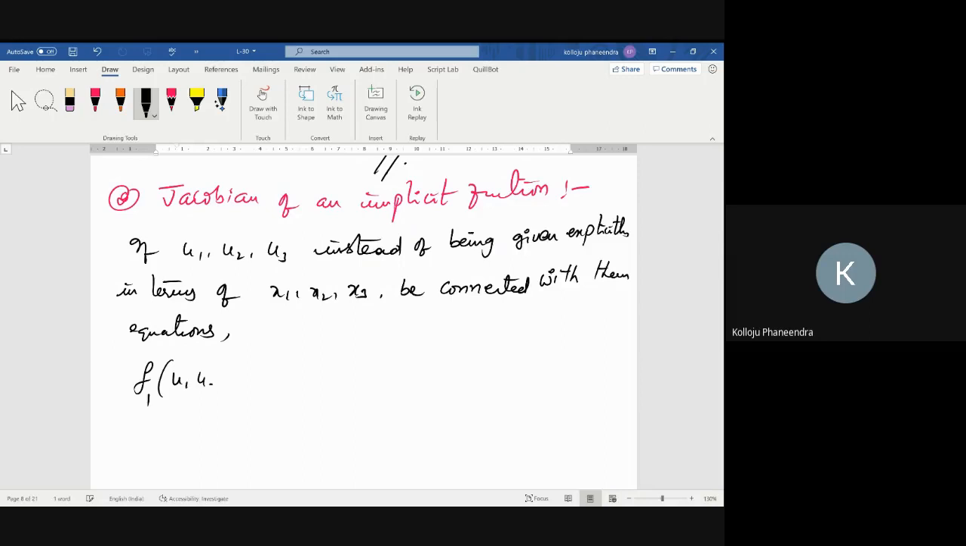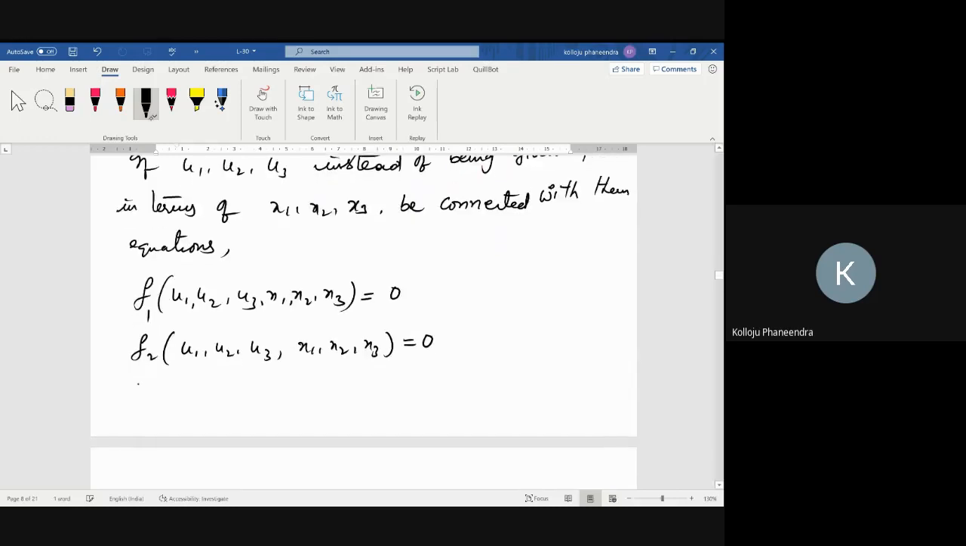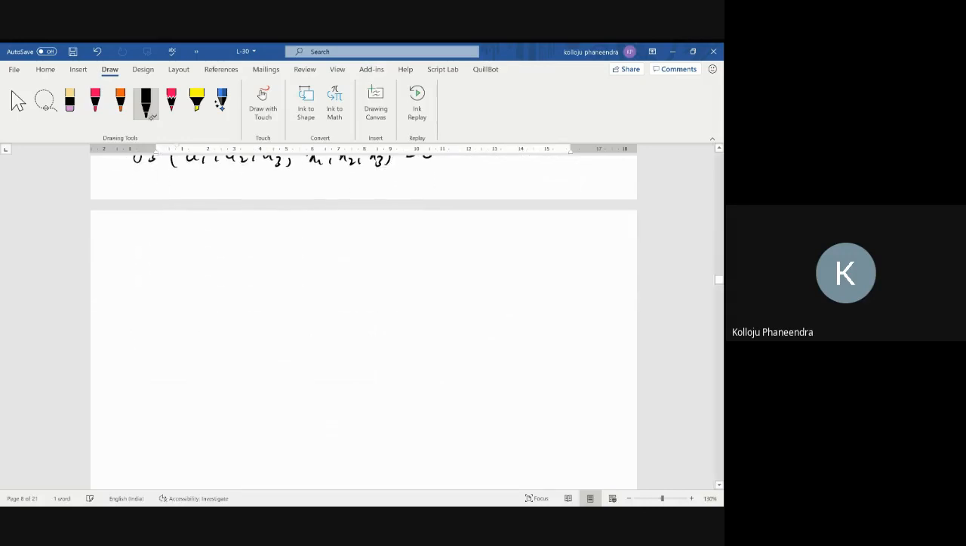So first function is f1 of u1, u2, u3, and the variables are x1, x2, x3, equal to 0. Second function, f2 of u1, u2, u3, x1, x2, x3 equal to 0. And a third one, third function, f3 of the same. That means three functions are there, which are functions of u1, u2, u3, x1, x2, x3, all interrelated.